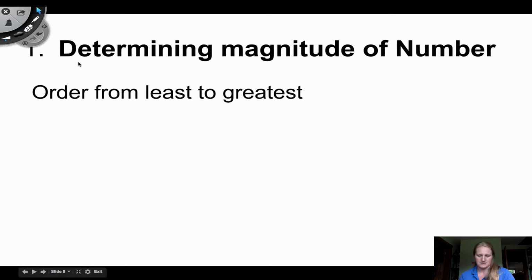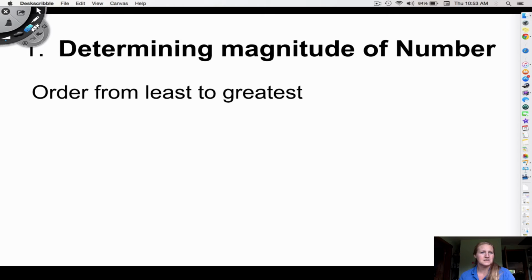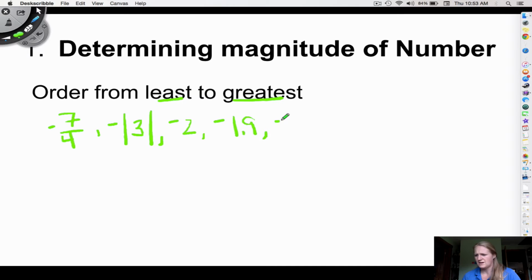A question that you might see me ask you, or your textbook ask you, is something like, order from least to greatest. Let's use green. This green is a terrible color. These are the numbers that we're going to order: negative 7/4, negative the absolute value of 3, negative 2, negative 1.9, negative the square root of 16, and negative 1.4. All types of numbers is what we're seeing right here.